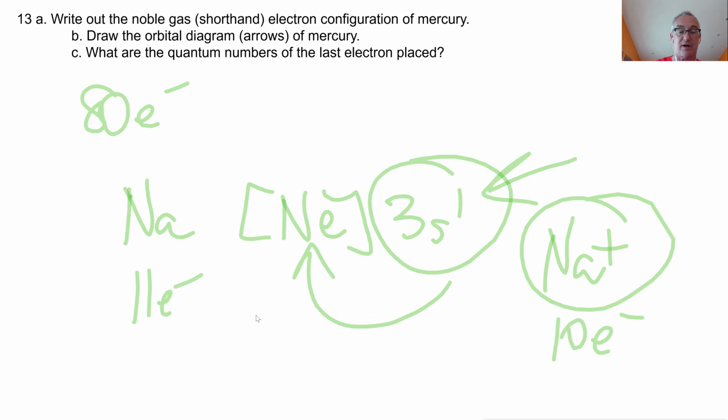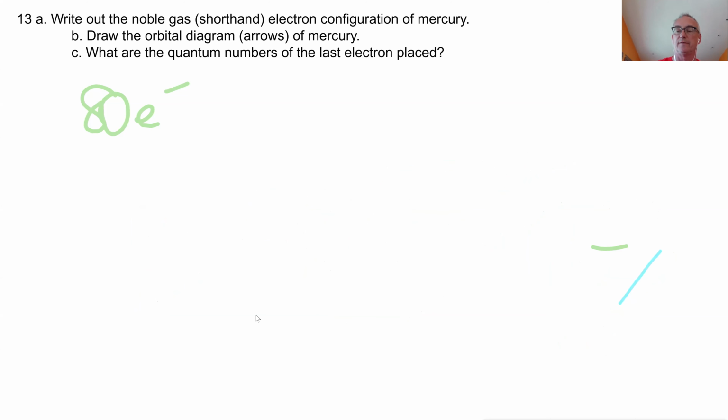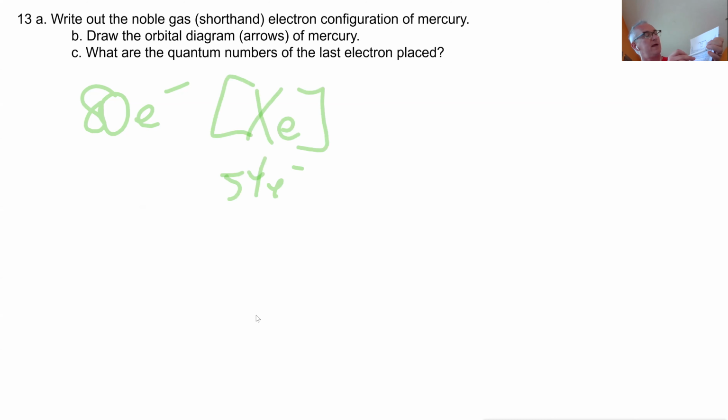So when we have 80 electrons, that's a lot more. So what is the next smallest noble gas that has less than 80 electrons? Xenon. And how many electrons does xenon have? 54. So for mercury, we would write xenon in brackets, and that's our first 54 electrons taken care of. And then you just go to the periodic table and then go over.